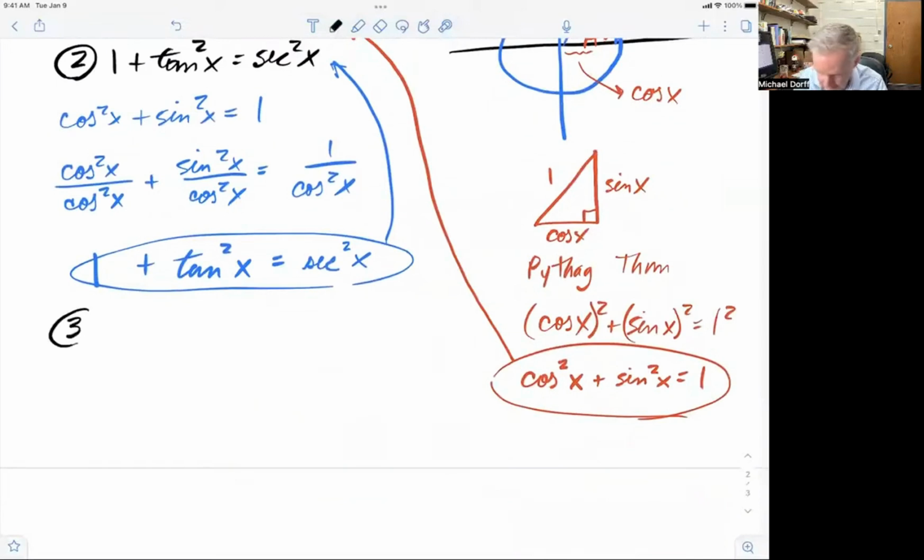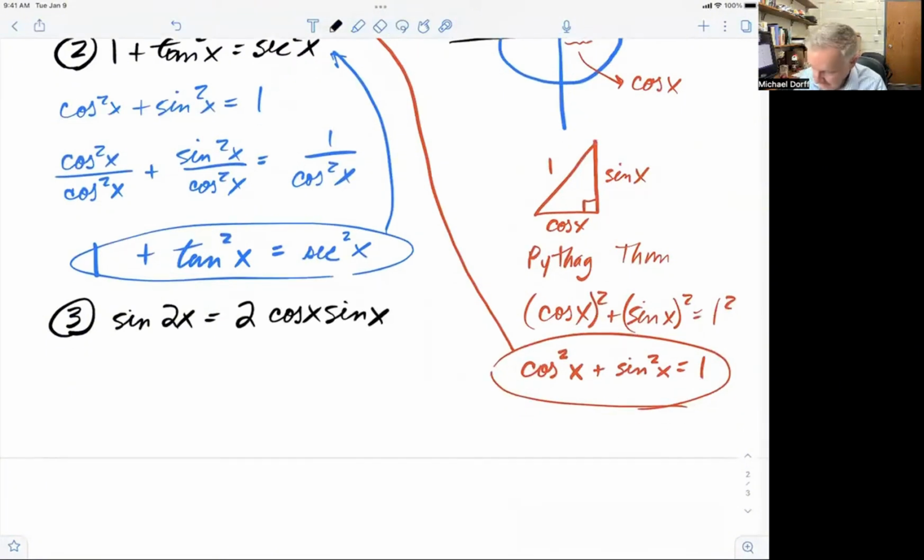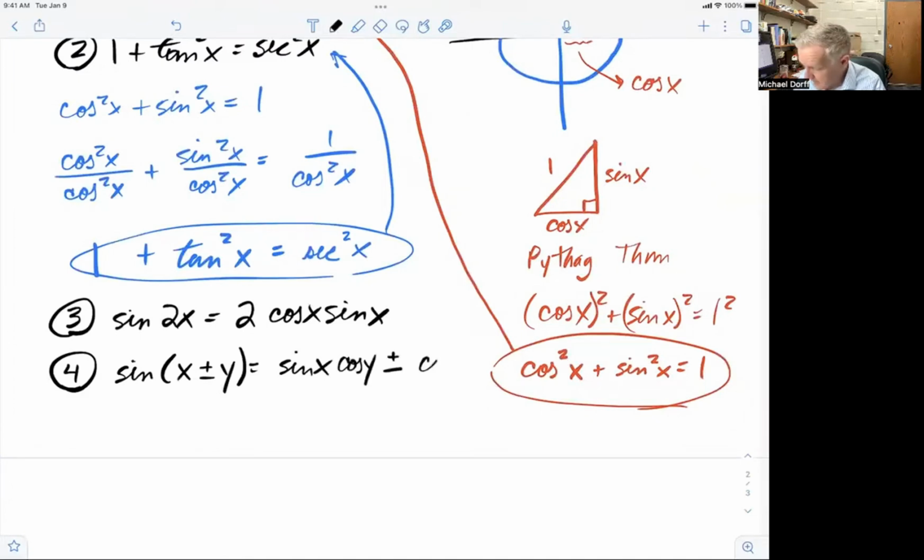The third identity is that the sine of 2x equals 2 cosine x sine x. In fact, this is a specific case of one that I think it would be good for you to know, and that is the sine of x plus or minus y equals the sine of x cosine y plus or minus the cosine of x sine of y. Now, when I say plus or minus, what I mean is if I have a plus between them on the left side, I get a plus on the right side. And if I have a minus between them on the left side, I get a minus on the right side.